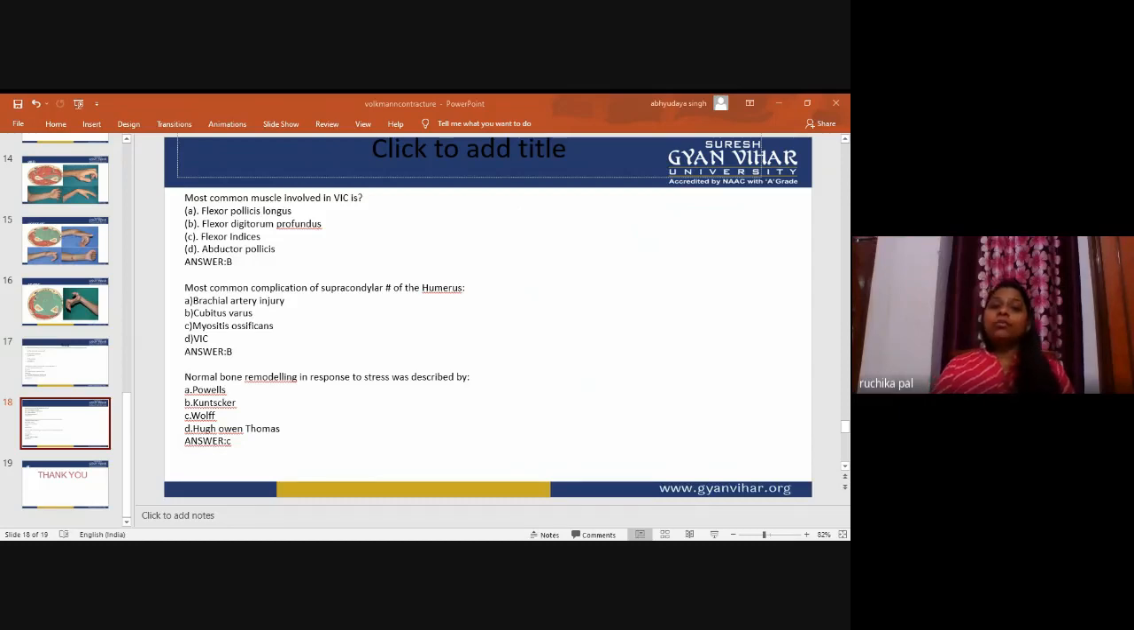Now, most common complications of the supracondylar fracture of the humerus. So, which is the most common complication? Brachial artery injury, cubitus varus, myositis ossificans, or VIC. So, the correct answer over here is cubitus varus. First, the cubitus varus is there. If any other changes are over there, then the VIC is considered.